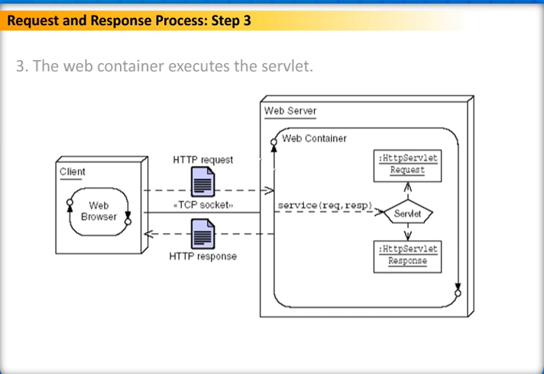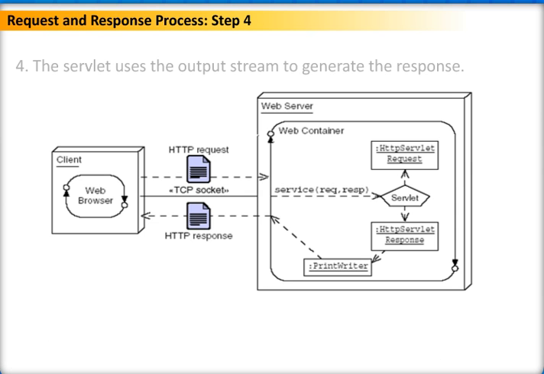In the third step, the web container executes the servlet by executing the service method on the selected servlet, and the request and response objects are passed as arguments to the service method. Finally, the servlet uses the output stream to generate the response. In this step, the response object provides the servlet with the printWriter object that allows the servlet to generate the body of the response by using the print or println method.